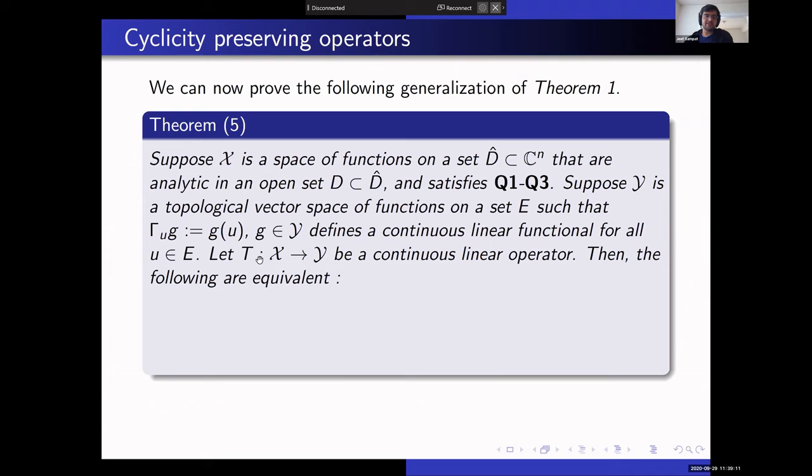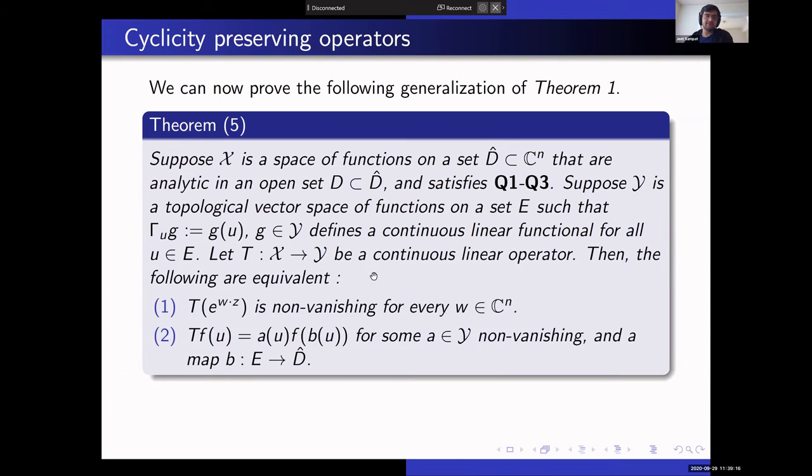Now, if I take an operator T, which is continuous between X and Y, then the following are equivalent. First thing is T of these exponentials is non-vanishing for each W. So all of these exponentials are being mapped to something non-vanishing. And that's equivalent to the second thing, which is T of F is the weighted composition operator given by some function A, which is non-vanishing, and F of B, where B is just an arbitrary, not really an arbitrary, but like some function from E to D hat.